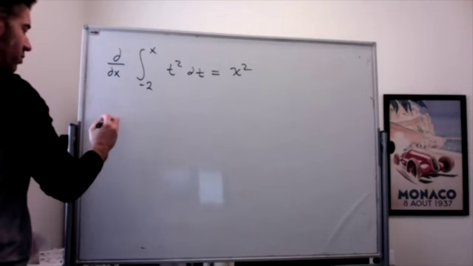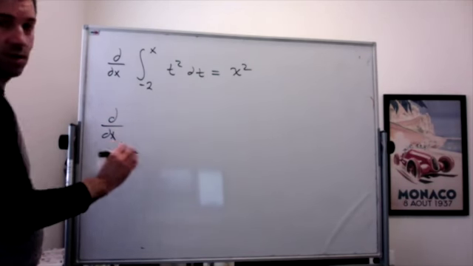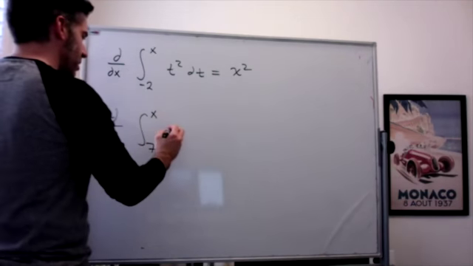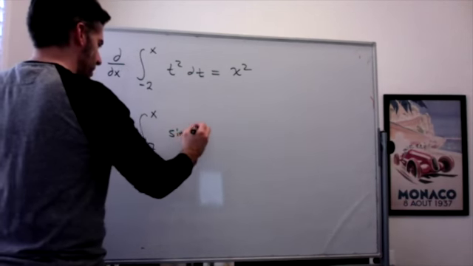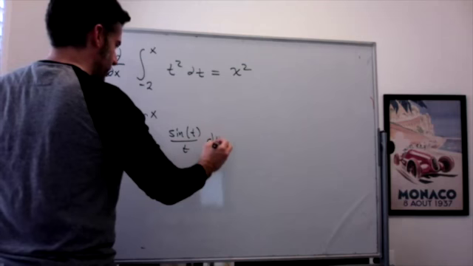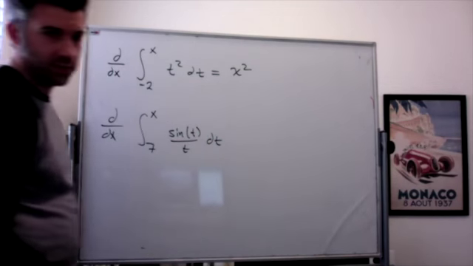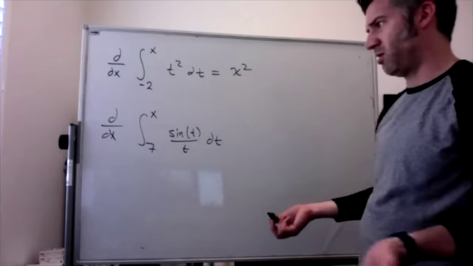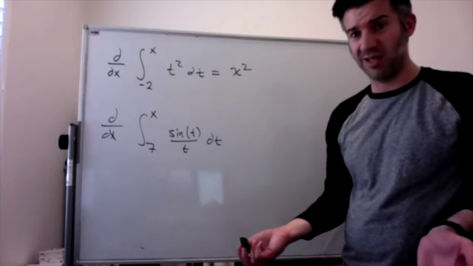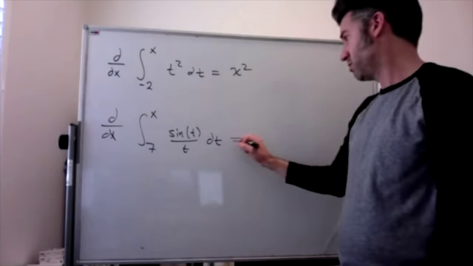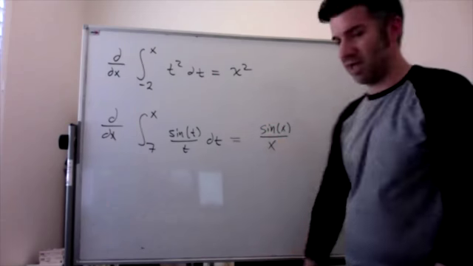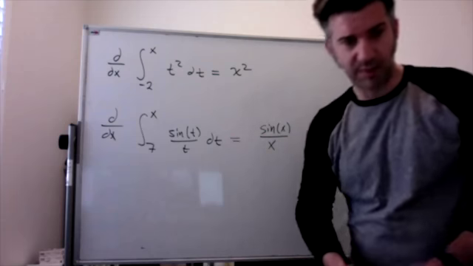If I want to find the derivative of, say, the integral from 7 to x of sine of t over t dt, it almost starts to feel kind of silly, right? Like, I'm just getting the function that's inside the integral. Sine of x over x. Doesn't feel particularly exciting.